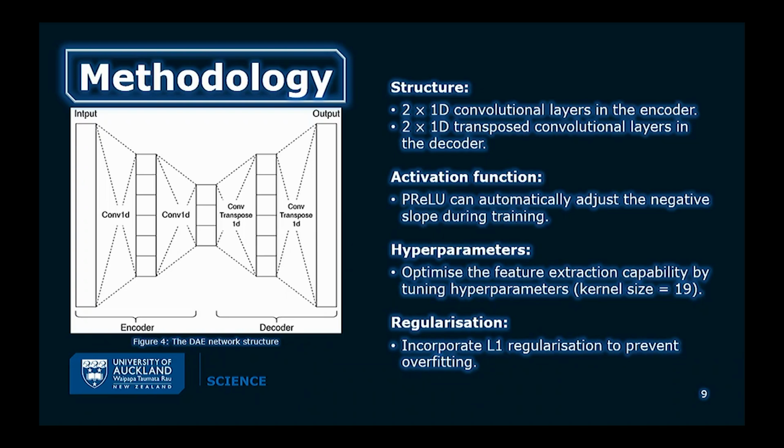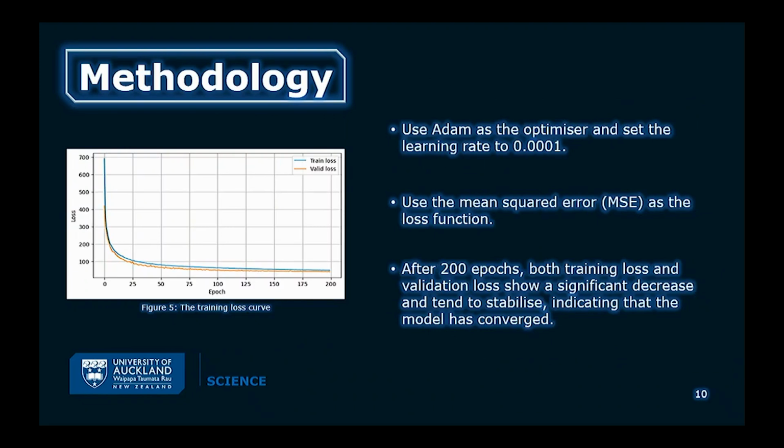There are a lot of hyperparameters in the deep learning model. Due to time limitations, in this project we just adjust the kernel size to 19. We also incorporate L1 regularization to prevent overfitting. The figure shows the training loss curves. We can see after 200 epochs, both training loss and validation loss showed a significant decrease and tend to stabilize, indicating that the model has converged.